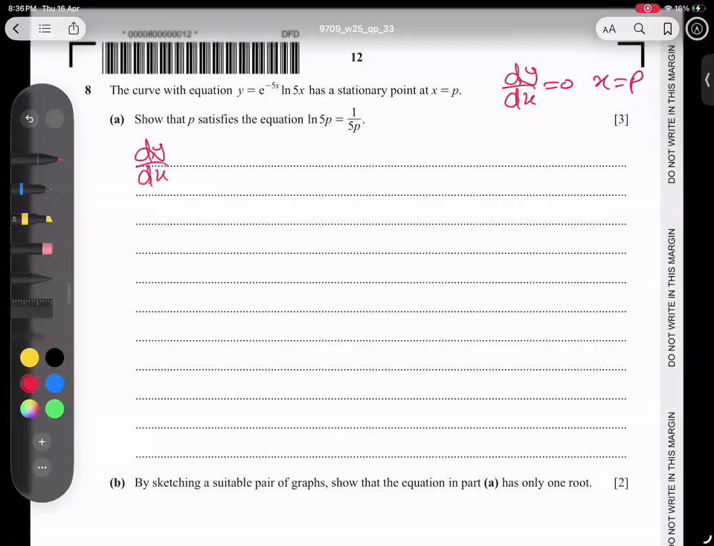We have to apply the product formula, since y is an exponential and a logarithm, two functions together. So what is the formula? u copy v dash, v copy u dash. I'm doing it step by step. First e to power minus x copy, and the derivative of log will be here, and then reverse: log 5x here into the derivative of exponential.